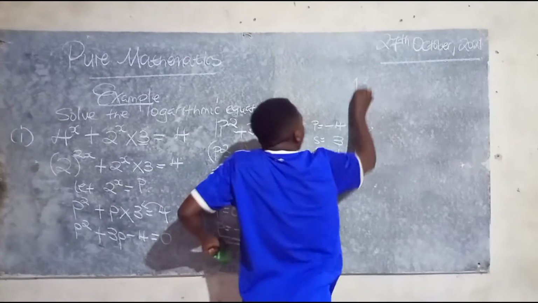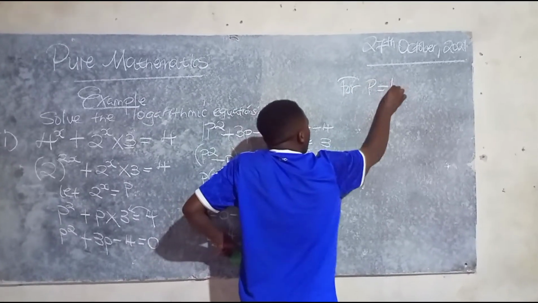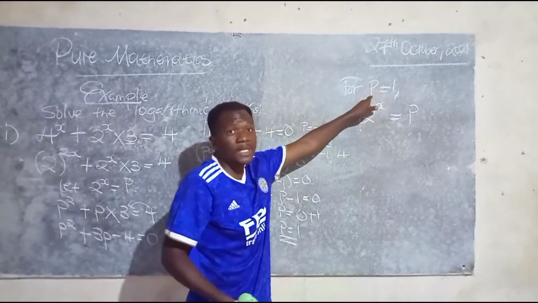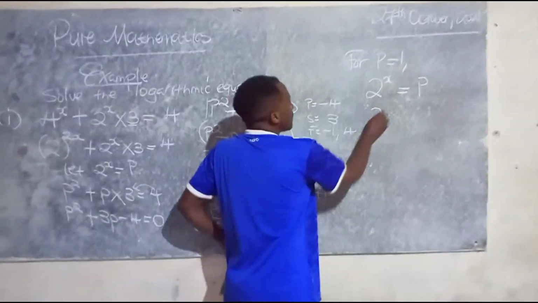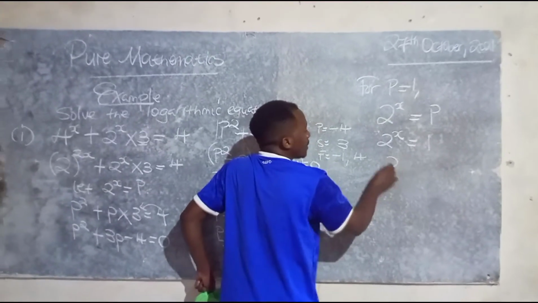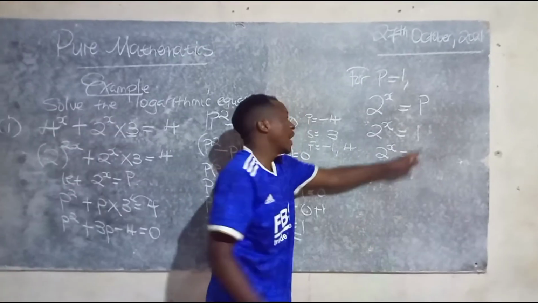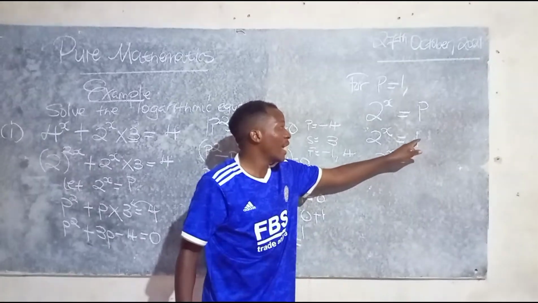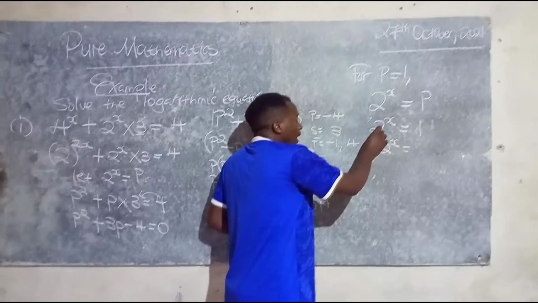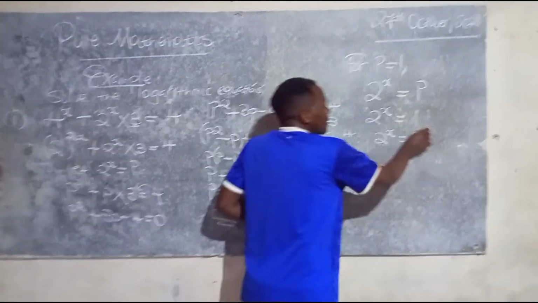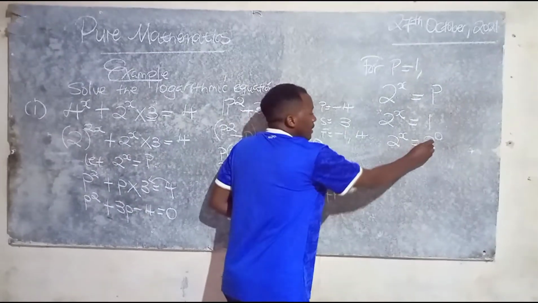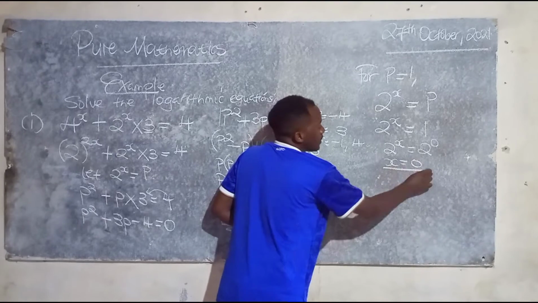So for p equal to 1, we're going to say 2 to the power x is equal to p, in reference to the statement above. So I'm going to say 2 to the power x is equal to, where there is p, I'll replace 1. Then 2 to the power x is equal to any number that gives a 1. If we have an answer which is a 1, it means a certain number was raised to 0. Now that we have 2 to the power x, it means there was a 2 raised to the power 0, in the sense that 2 to the power 0 gave a 1. Then the bases are the same here, so I'm going to say x equals 0.